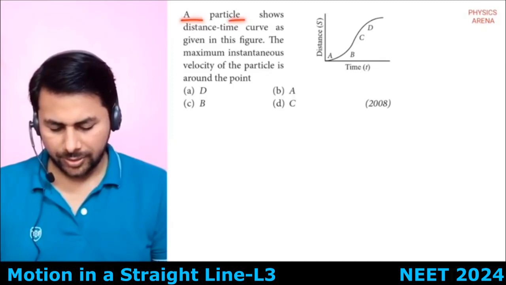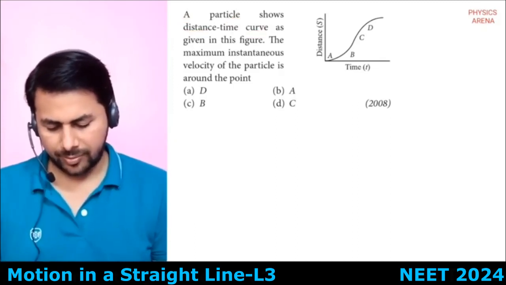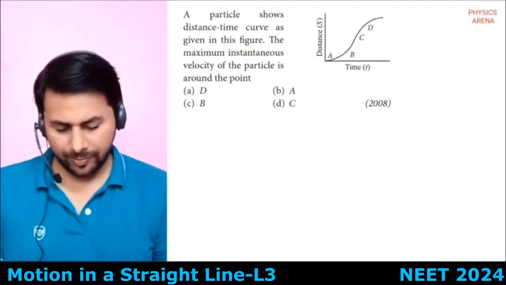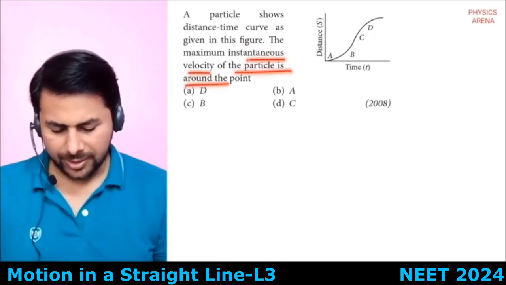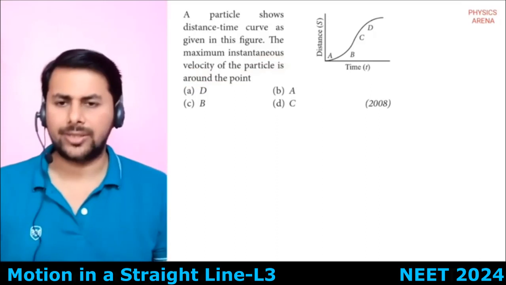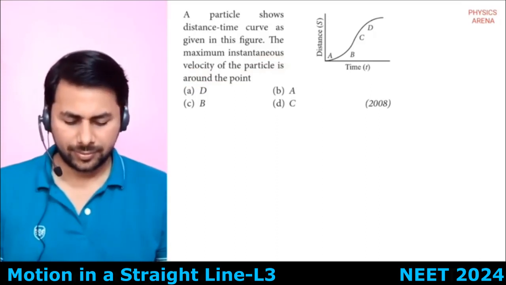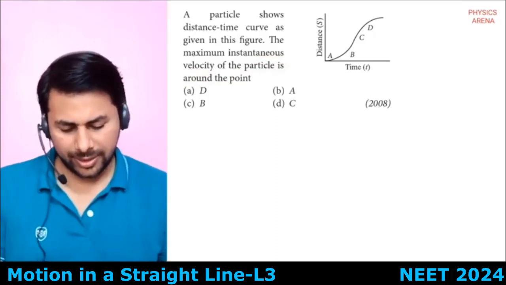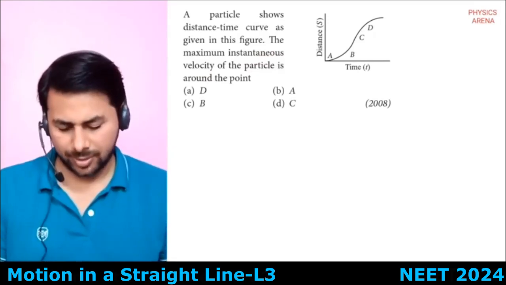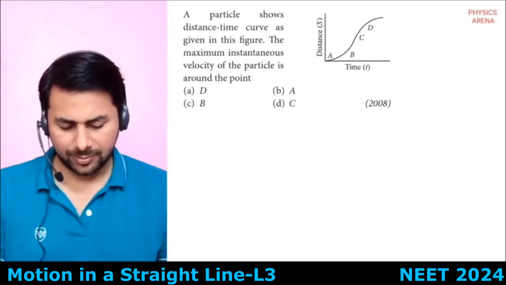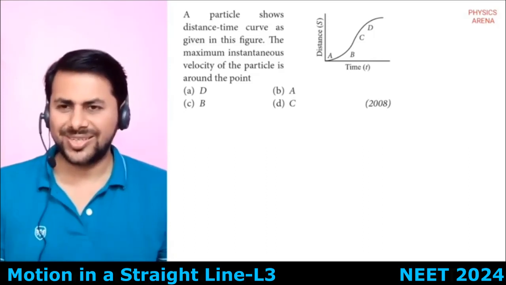A particle shows a distance time curve as given in this figure. The maximum instantaneous velocity of the particle is around the point. Option D, sir. Option D is C. Option A, sir. Option A is D. Yes, what do you think?